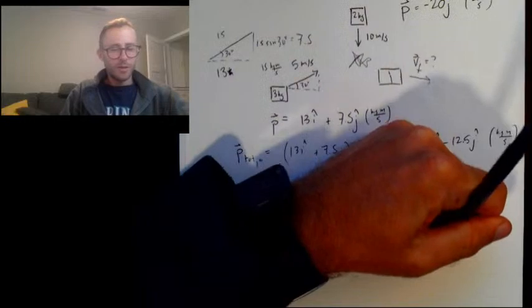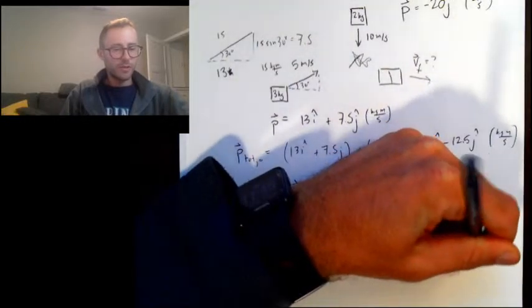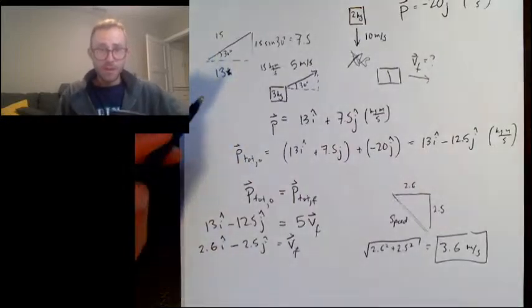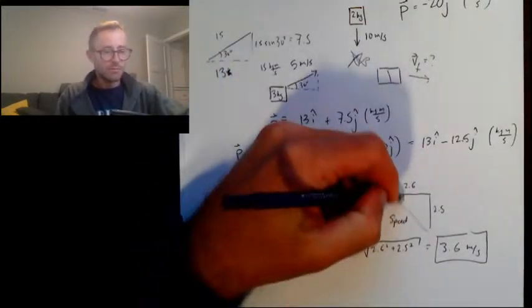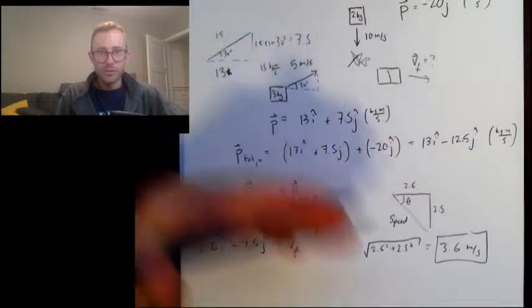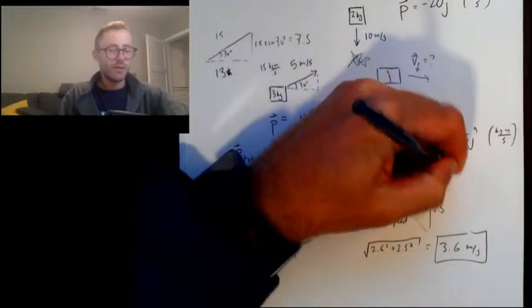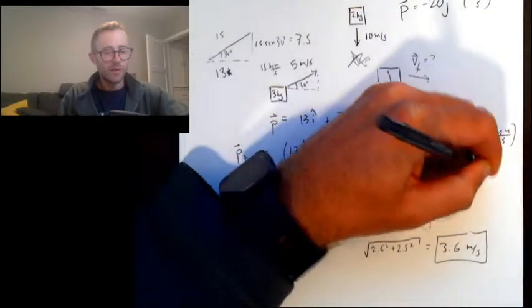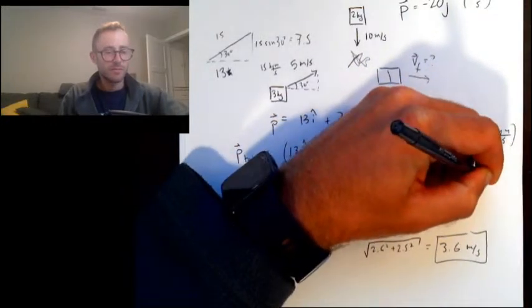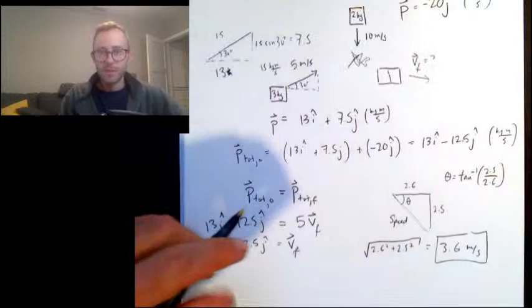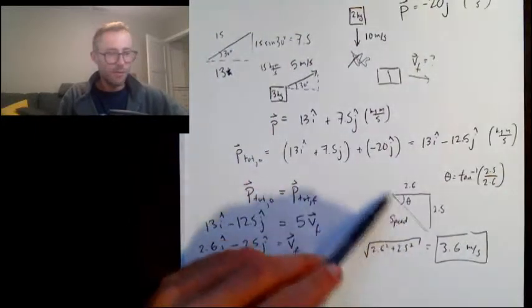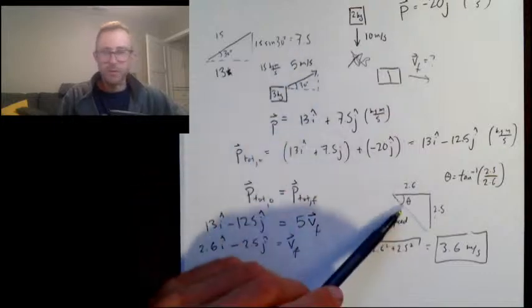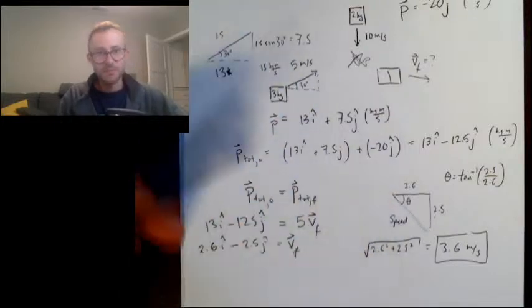And that gives me about 3.6 meters per second as the final speed of the pair. Okay? If you wanted the angle, what's the final angle? That final angle is going to be the inverse tangent of 2.5 over 2.6. Okay? It's going to be about 45 degrees because the two sides are equal. So like 45 degrees south of east. All right?